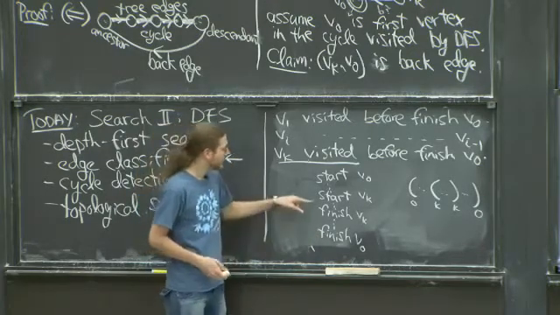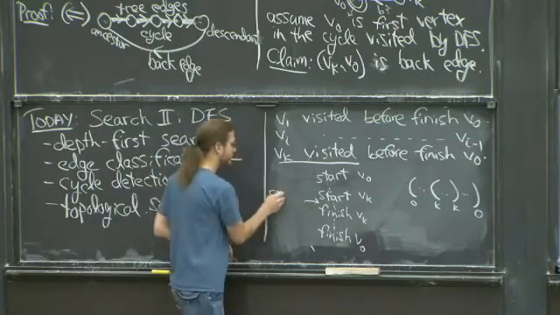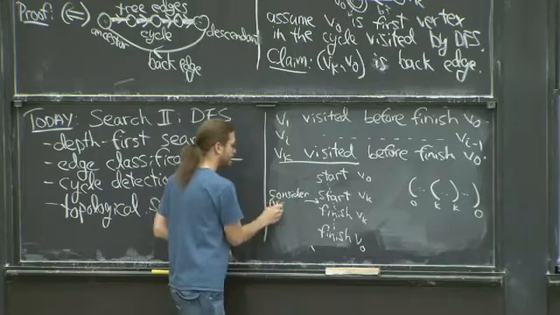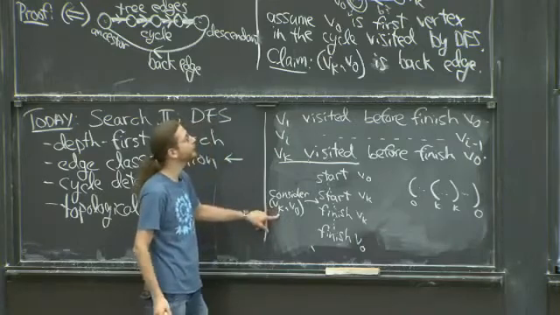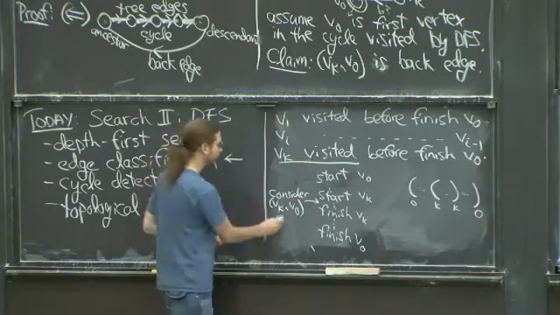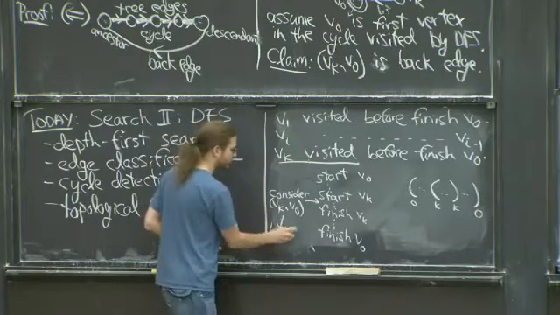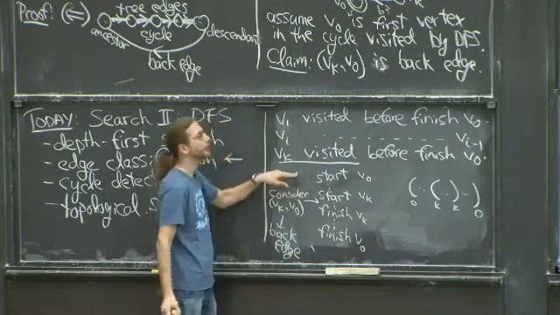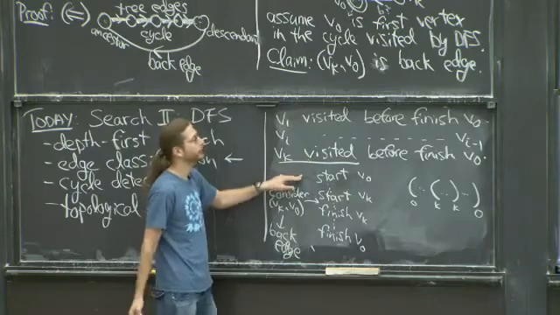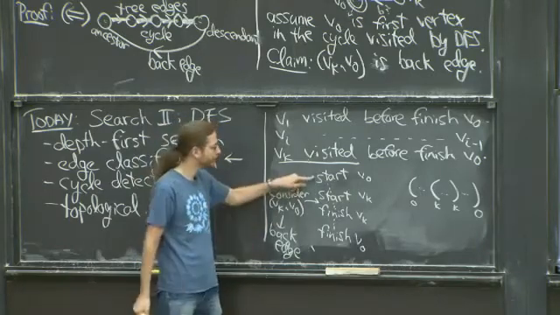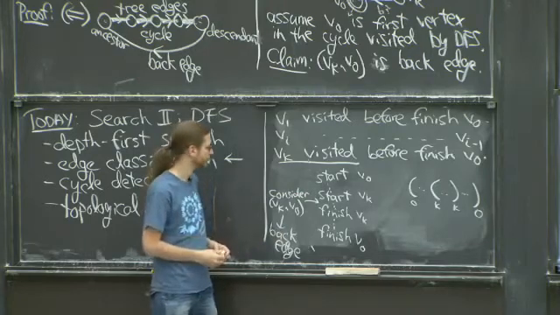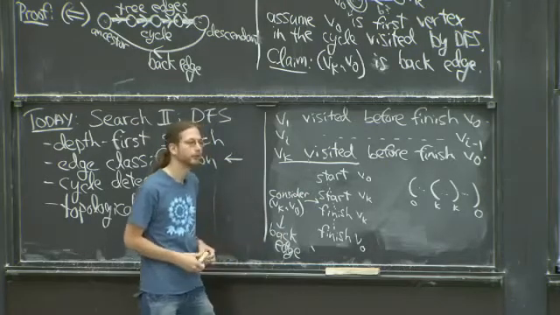So in here, we consider the edge vk to v0. When we consider that edge, it will be a back edge. Why? Because v0 is currently on the recursion stack. And so you will have marked v0 as currently in process. So when you look at that edge, you see it's a back edge. It's an edge to your ancestor. That's the proof.